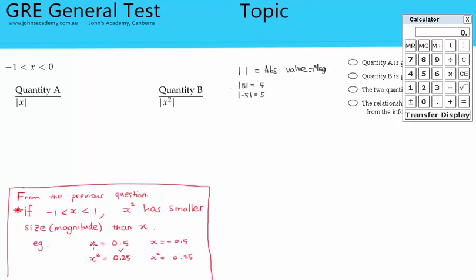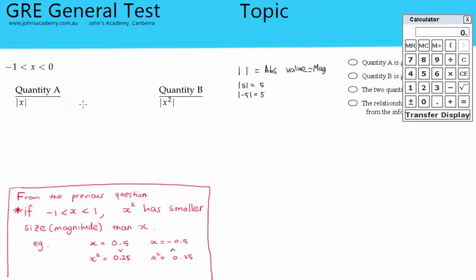For example, if x is 0.5, x squared is 0.25, and x is actually greater than x squared. And if x is equal to -0.5, of course x squared is going to be a positive number, so that's greater. But in terms of size, x is 0.5, so that's the magnitude of x, and x squared is 0.25, which is less than 0.5.